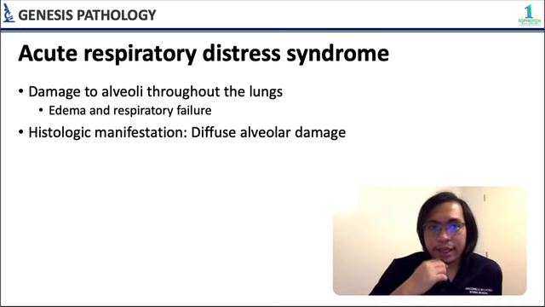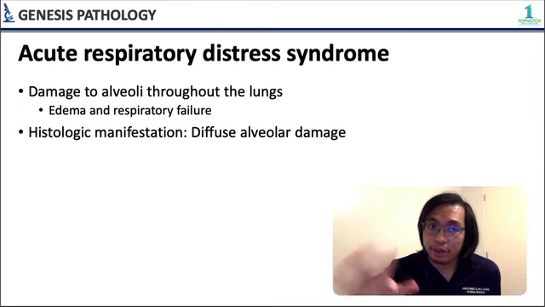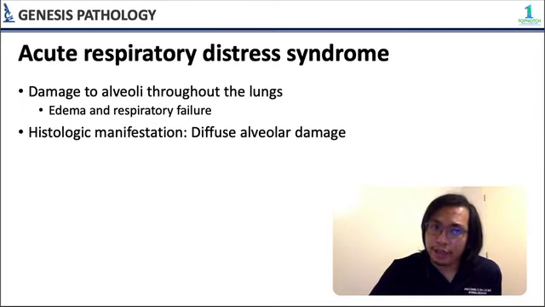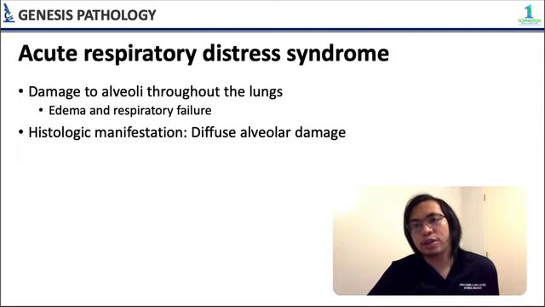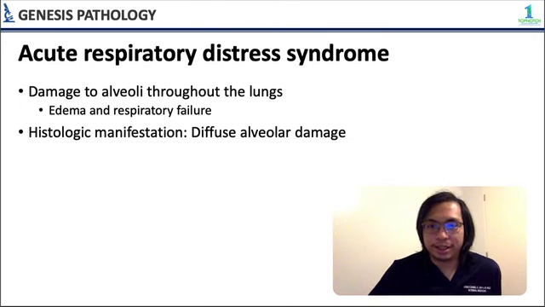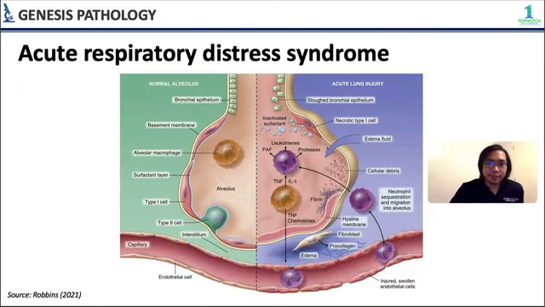Now, acute respiratory distress syndrome, this is the damage to alveoli throughout the lungs. Now, this will cause edema and eventually respiratory failure. So, what is the histologic manifestation of your acute respiratory distress syndrome? That is your diffuse alveolar damage. So, this is a diagram from Robbins of your acute respiratory distress syndrome in acute lung injury. Maganda siya basahin, although nilagay ko lang siya kasi makulay siya.